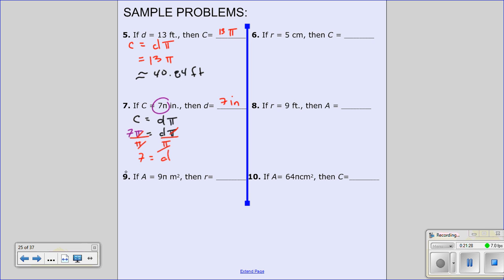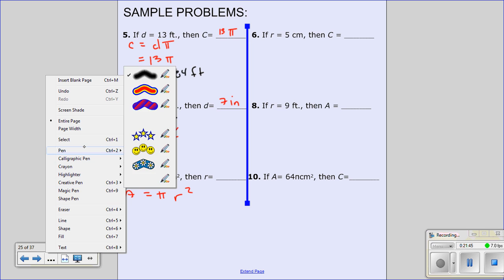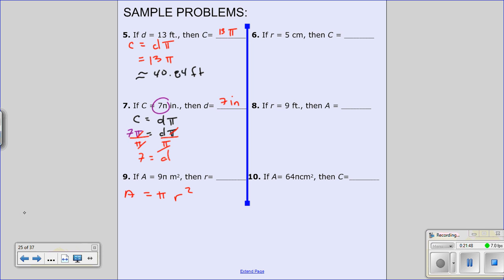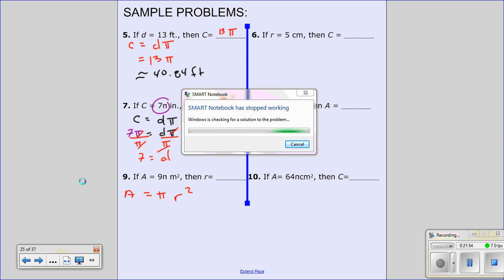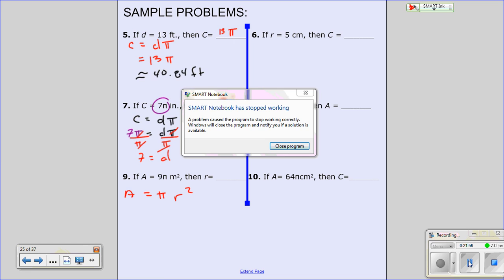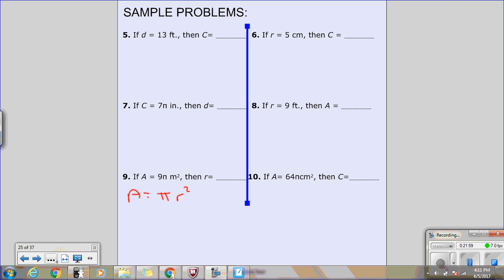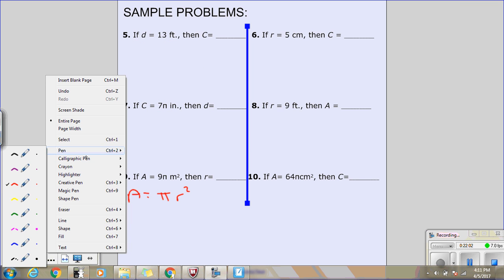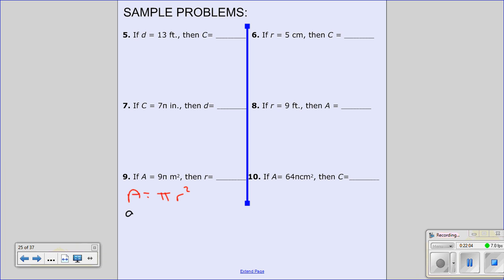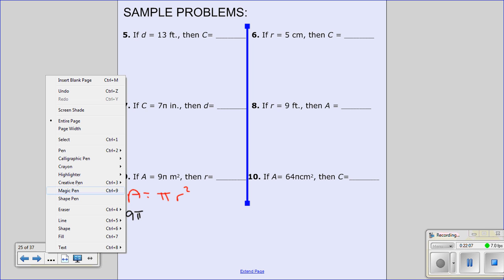Number 9. If A is equal to 9 pi meters squared, then R is equal to what? A is for your area, and the area formula was pi times radius squared. So this is another instance where we would have to work backwards. They've already given us the area. So we're going to replace A with 9 pi and bring the entire right side down.